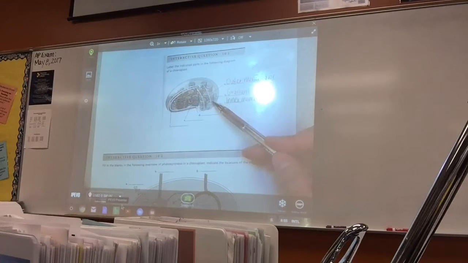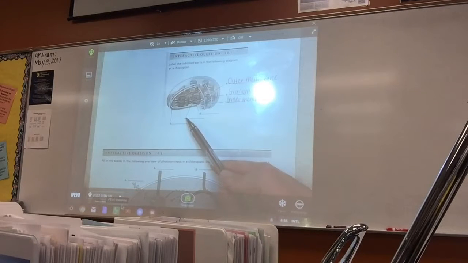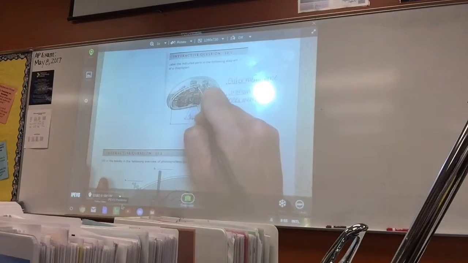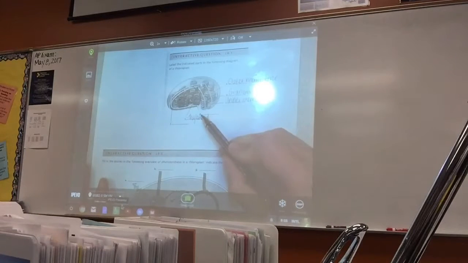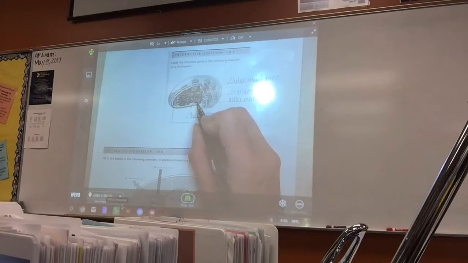What are they a stack of? That's what E is looking at. E is looking at one of those little guys here, one of those that are stacked up. What is it, Ellie? A thylakoid. So then, what do you think D is pointing to? The thylakoid space. Yeah, it's hard to see where it's pointing. The thylakoid space inside of there.